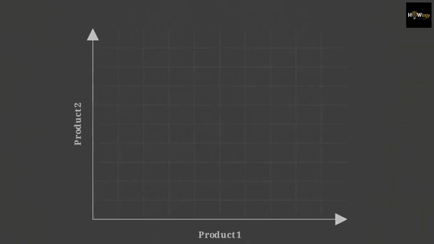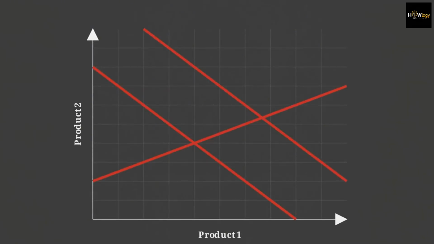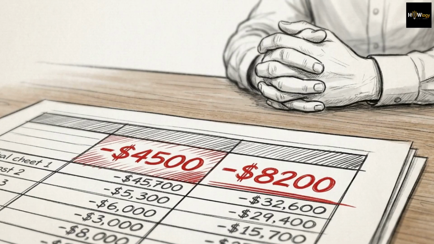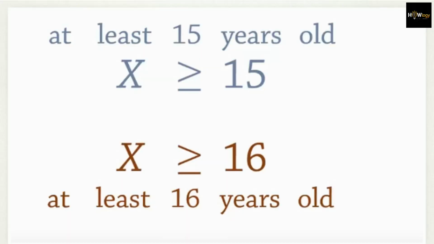But the math doesn't always result in a neat, closed polygon. When the model breaks, it reveals deep flaws in a business's strategy. For example, redundancy occurs when one rule makes another irrelevant, like requiring a product to be at least 15 years old and at least 16 years old. One constraint is simply doing all the work.